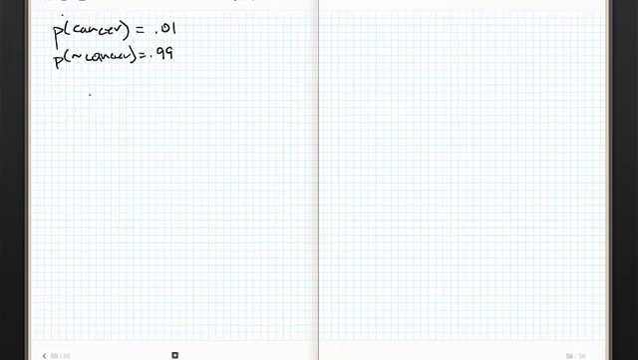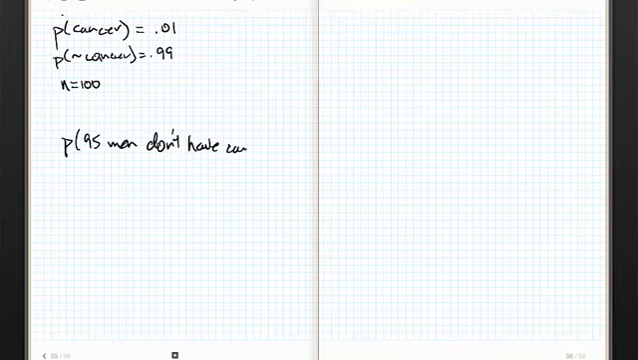Now, let's say that we take 100 men. So we got 100 men. Now, hopefully your brain's clicking. Oh, wait, 100 men. That's the number of trials. That's our sample size. So n equals 100. P equals 0.0. Whoa. Let's not write that up yet. Let's take our time and make sure we define this right. I want to find the probability that exactly 95, write this down, the probability that 95 men don't have cancer.